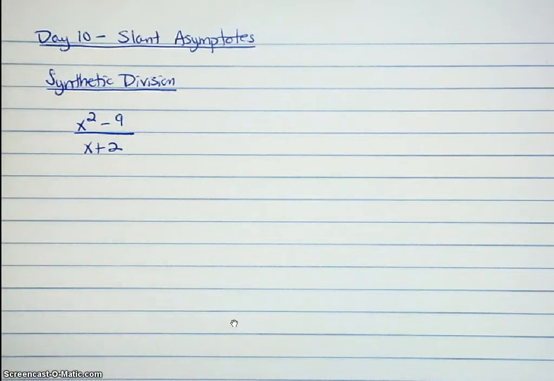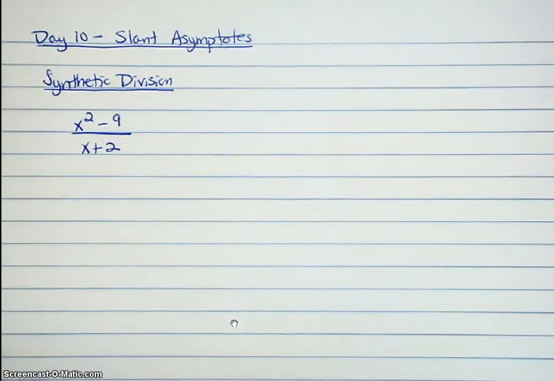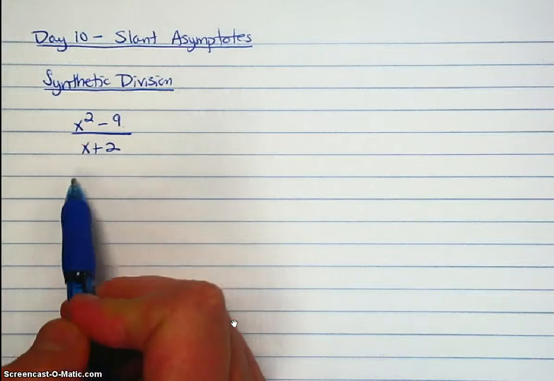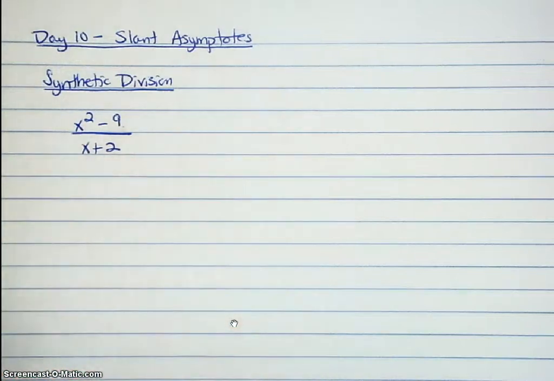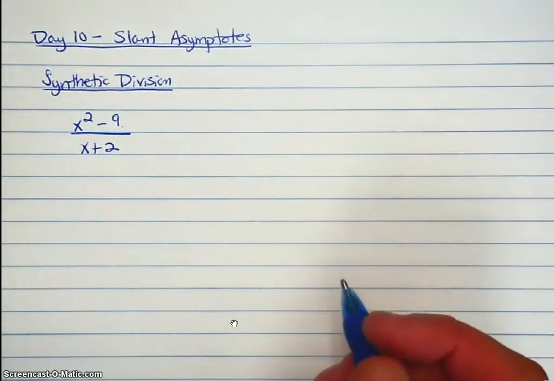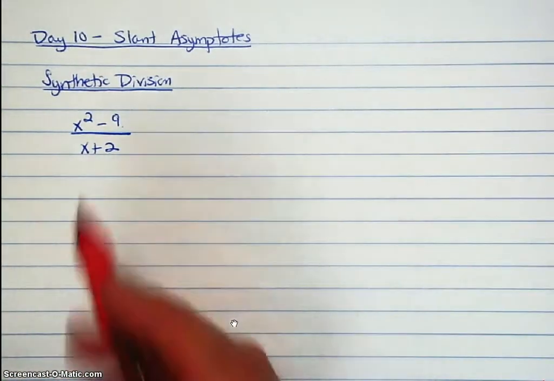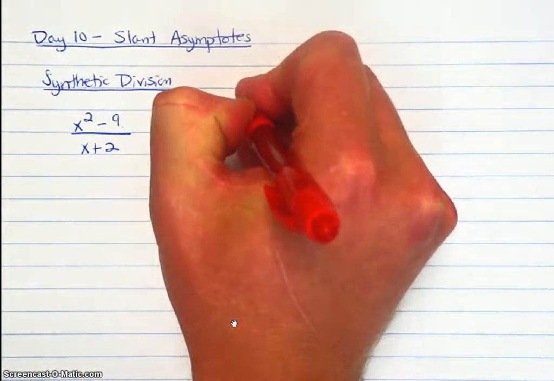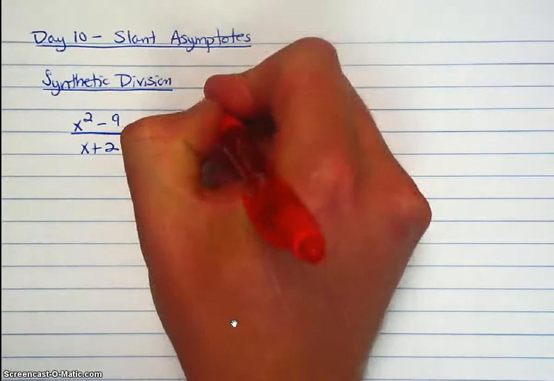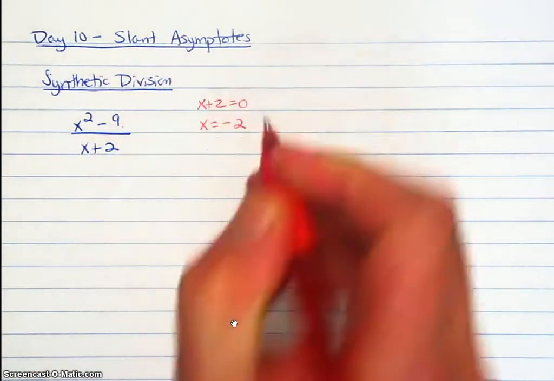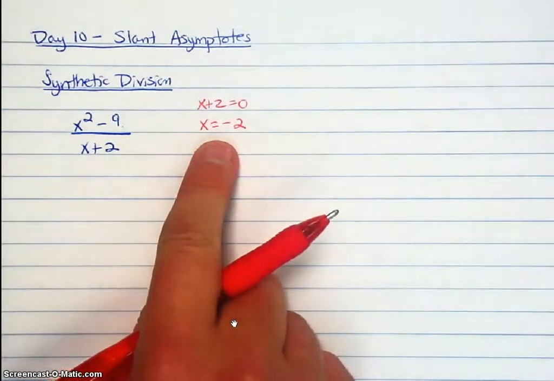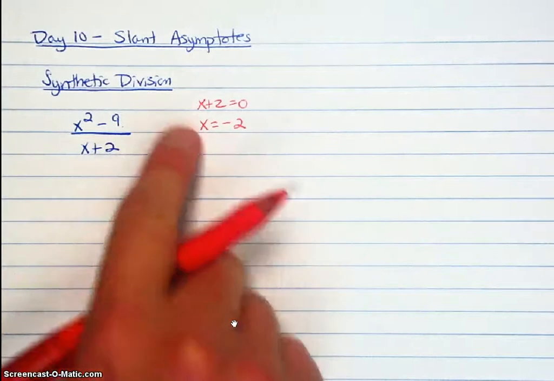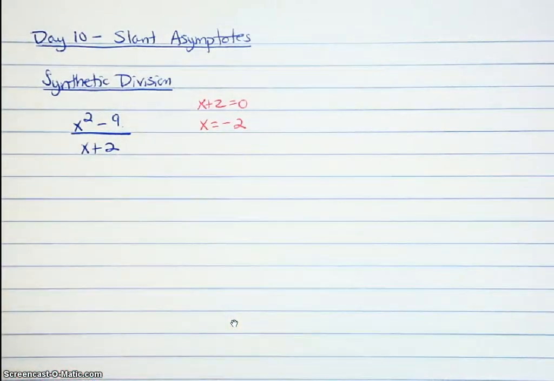So let me review with you how to do synthetic division. If I had x squared minus 9 divided by x plus 2 and I wanted to actually divide it and get an answer, I could use synthetic division. Here's how we do that. The first thing we do is take the denominator, x plus 2, set that equal to 0 and solve, and we get x equals negative 2. It turns out that is still a vertical asymptote for this problem, but when doing synthetic division, we're going to use it as part of our synthetic division.